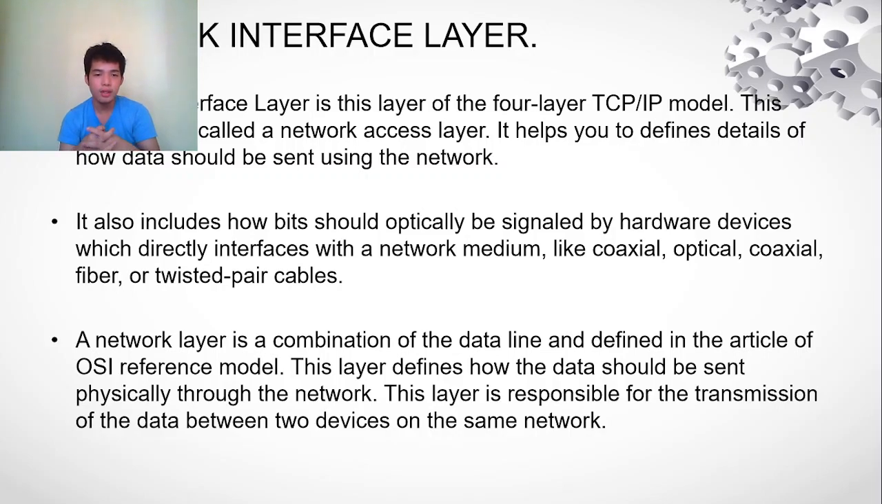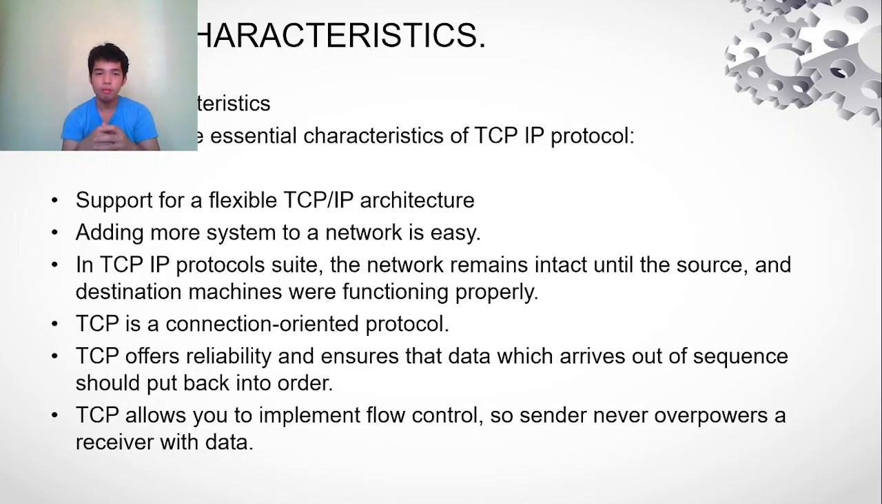The network layer is a combination of the data link and is defined in the OSI reference model. So it means cable lines, a combination of data lines and the OSI reference model. This layer defines how the data should be sent physically through the network. Again, it defines how the data should be sent using networks. This layer is responsible for the transmission of the data between two devices on the same network.